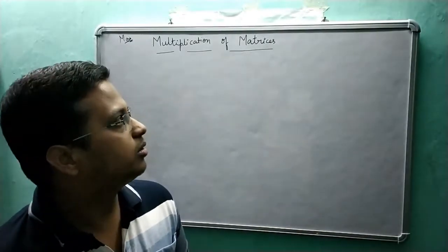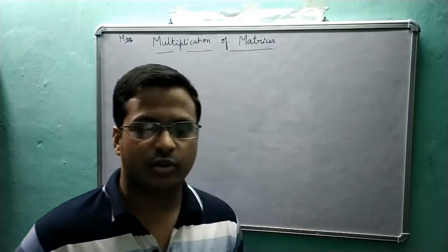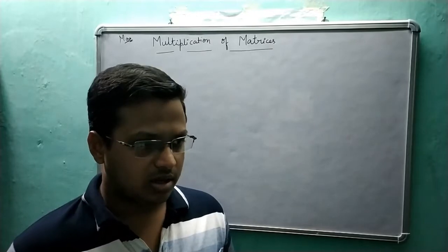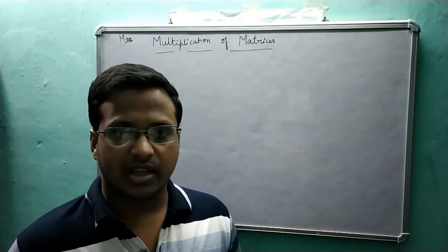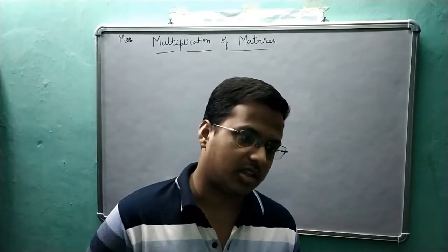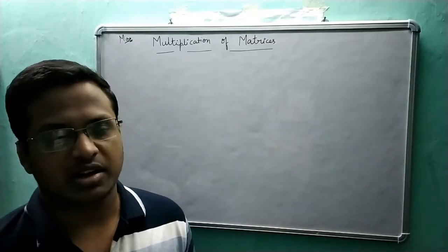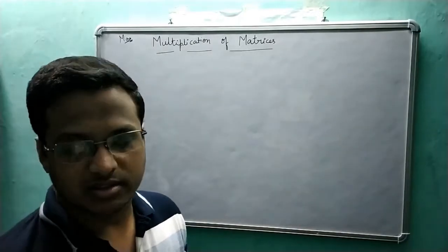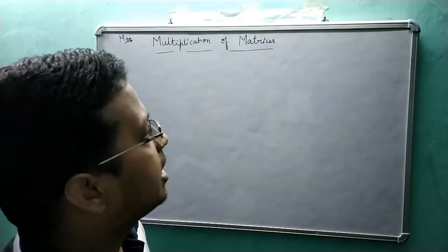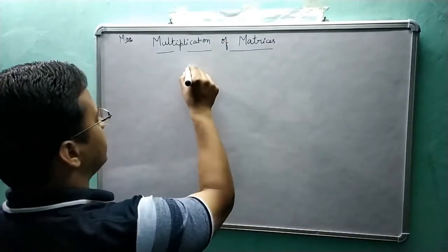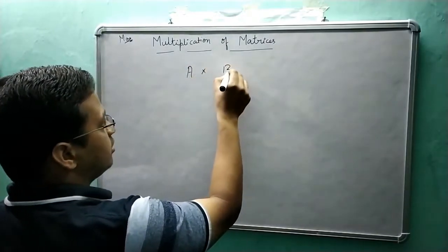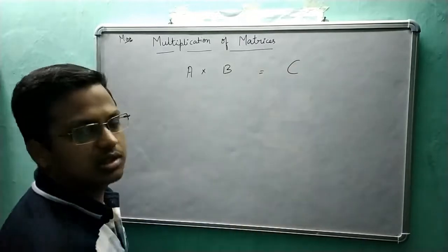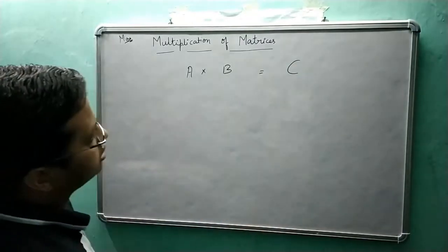So till now we have seen how to add two matrices or how to subtract two matrices and how to multiply a matrix with a given number or divide a matrix by a given number. Now let us see how to multiply two matrices. Suppose we have two matrices A and B, then by multiplying both of them we will get another matrix C. But here we have some rules.